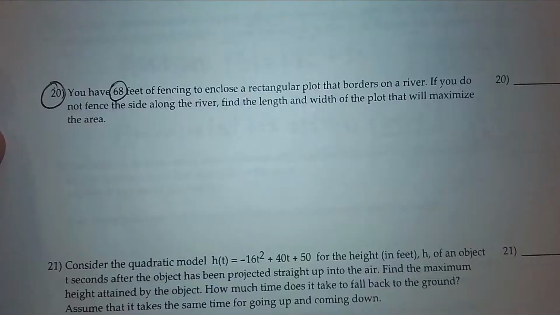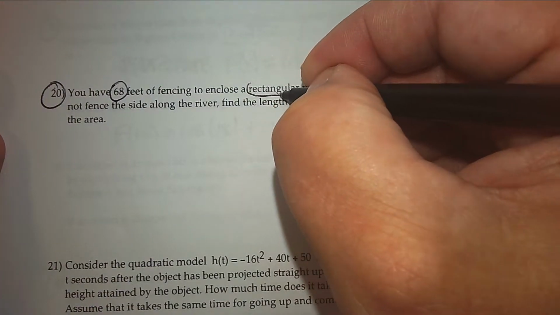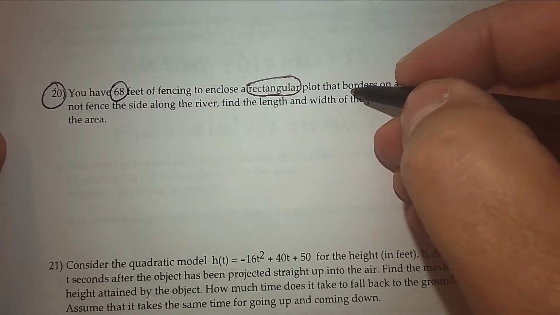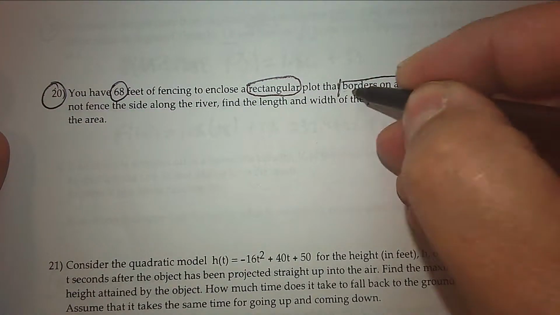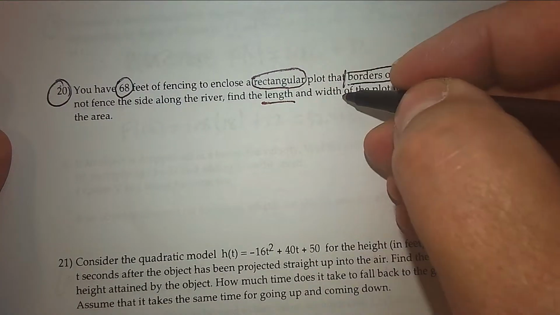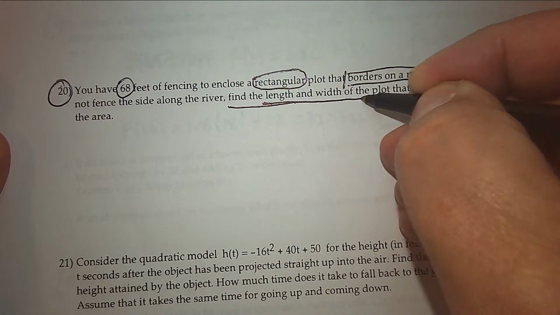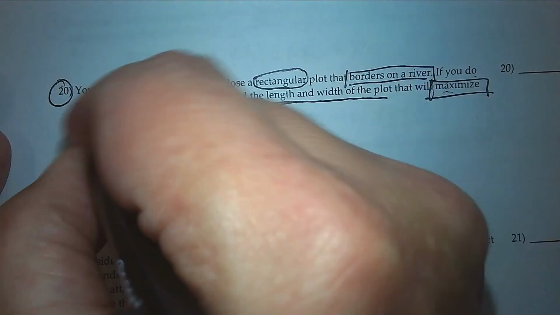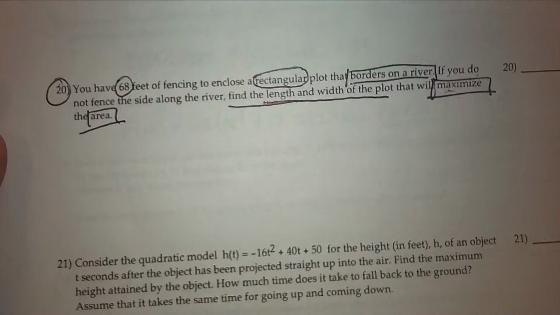Number 20. You have how many feet of fencing? 68. And again, what shape is the region, the plot? The rectangle. But this time it borders on a river. That's going to be important. If you do not fence the side along the river, it says find the length and width of your plot. That would again do what? Maximize the area.